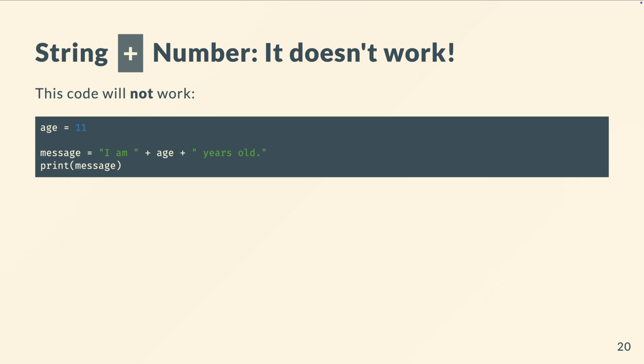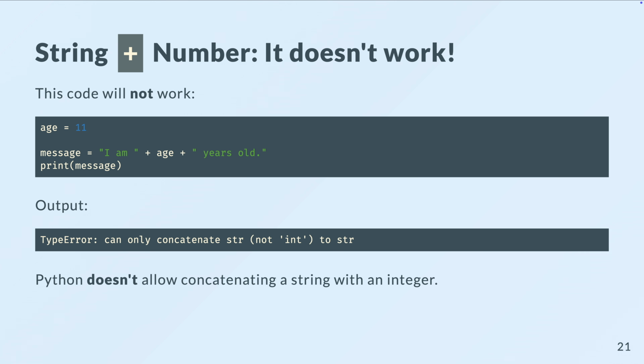Now, a common mistake. In the Python code, age is an integer, 11. The next line tries to join string and integer using the plus sign. I am is a string. Age is an integer. Years old is a string. Python doesn't allow joining string with integer. So this code will cause an error. Python raises an error called type error. It is telling us, you can only concatenate strings with strings. You cannot concatenate a string with an integer.